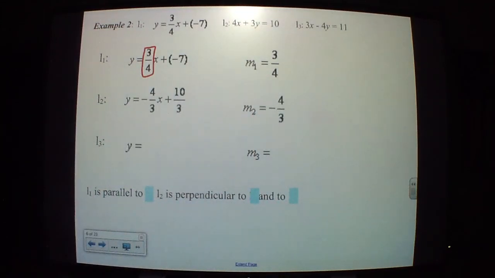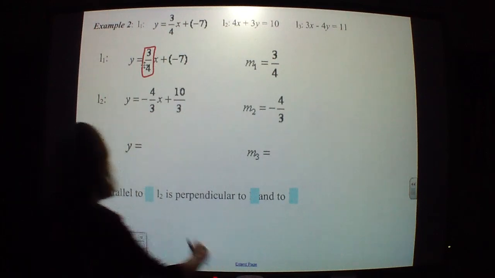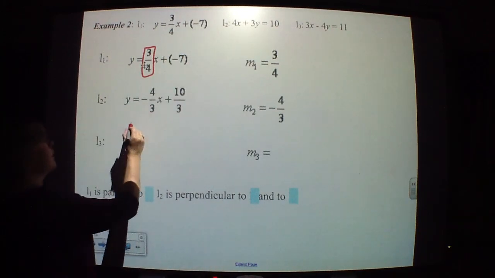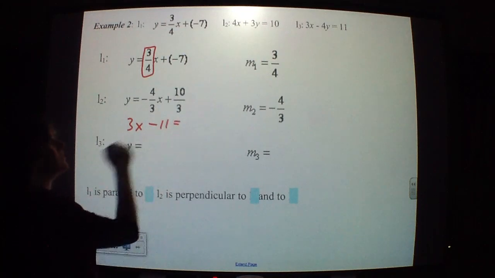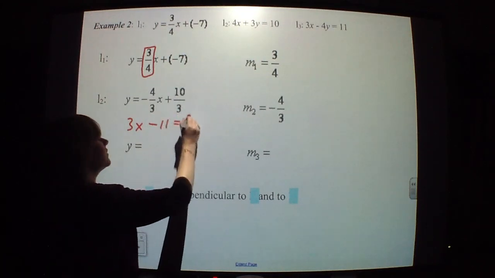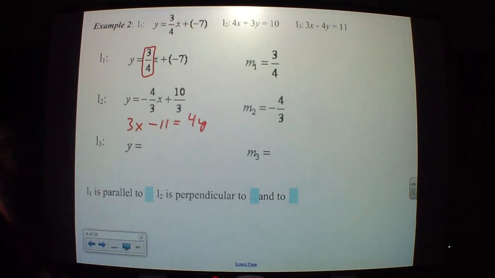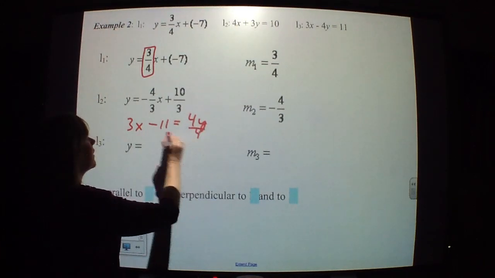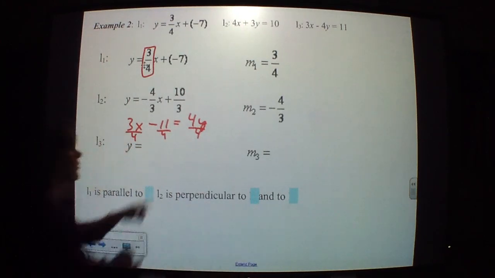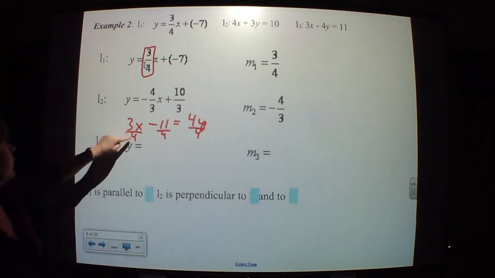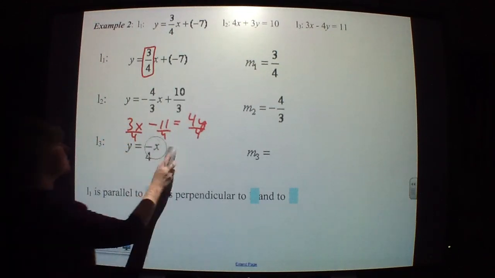And line 3, I will have 3x minus 11, so I'm moving the 11 to the left side. I'm moving the 4y to the right side because I wanted that 4y to be positive. And then divide by 4. And so your equation now, y is equal to 3/4 x minus 11/4.